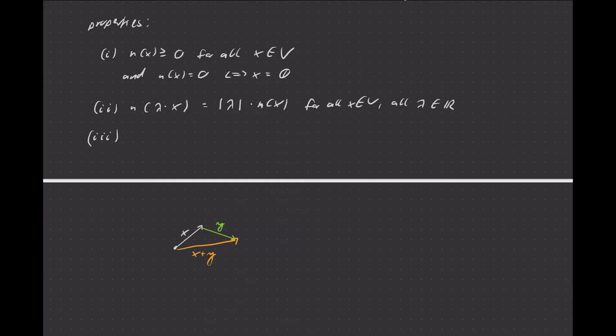And that's what is expressed in that third property, which just says, well, the norm of x plus y is at most as big as the norm of x plus that of y. And that is true for all x, y in V. And this property, by the way, is called the triangle inequality.